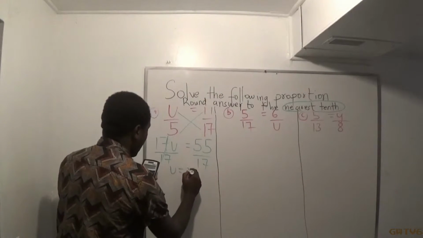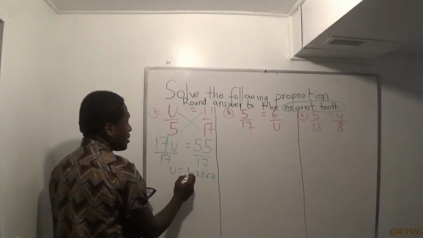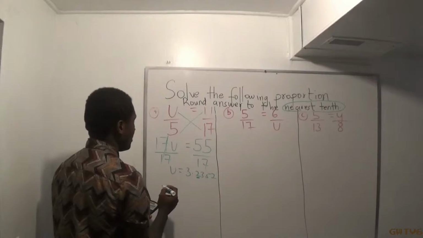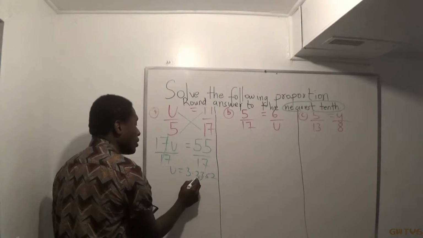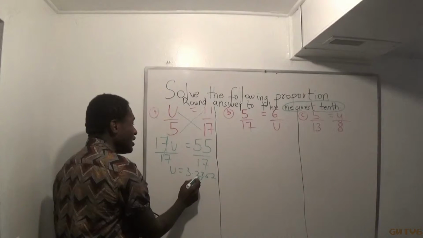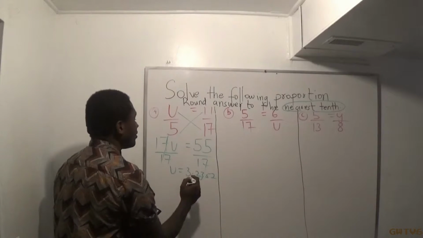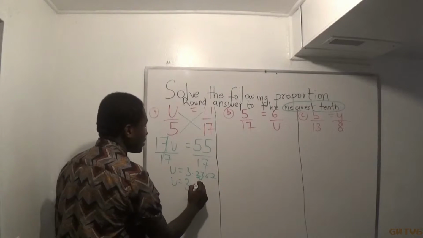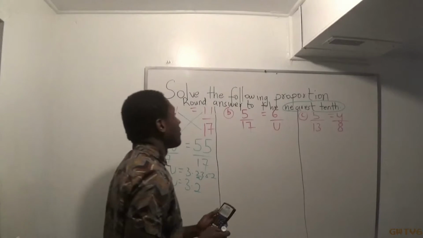So now I have 3.2352. I know my tenth place is always the first number after the decimal point. So this is my tenth place. But I still check the next number. If the next number is 5 or more, then this tenth place will go up by 1. If it's less than 5, then this will just stay the same. 3 is less than 5, so I know this will stay the same. So my final answer is 3.2.